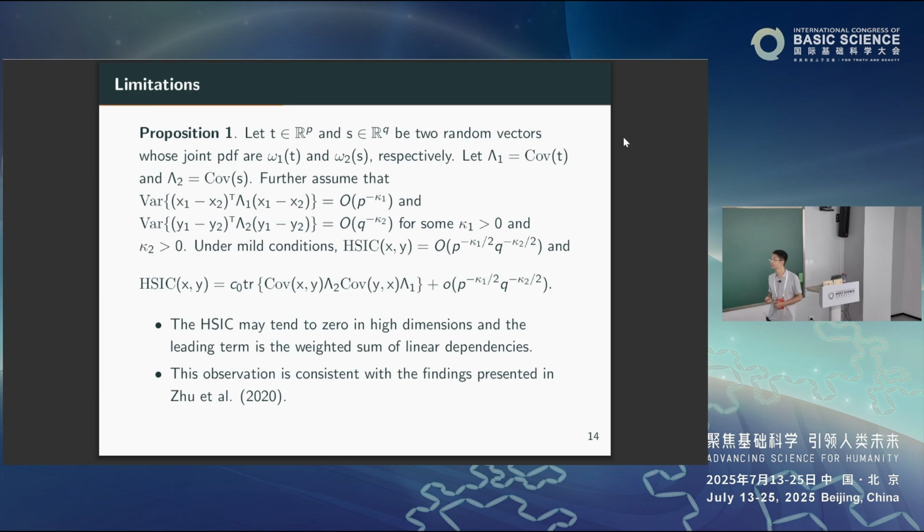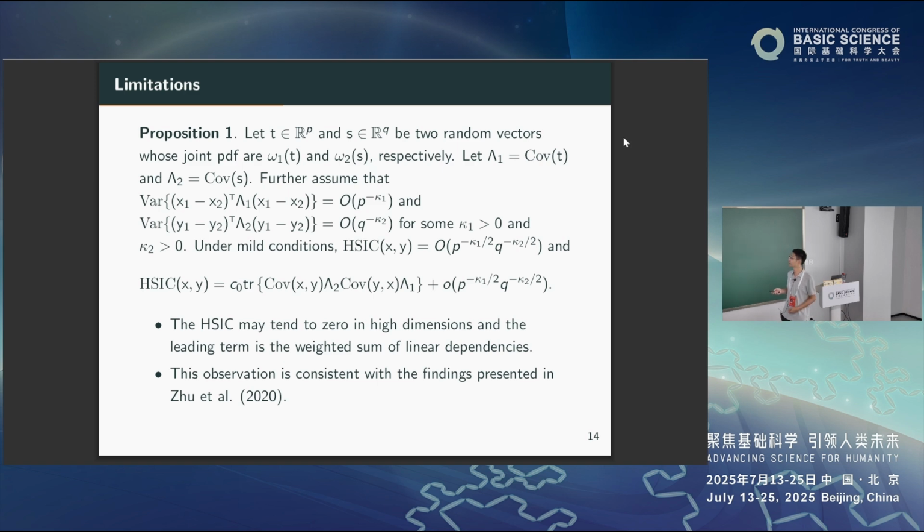We can also show that if the dimension is very high, with Taylor's expansion we can derive that the HSIC will tend to 0, and the leading term is expressed as this. Essentially, this term characterizes the weighted sum of linear dependence. So this is consistent with the earlier finding by Zhang 2020: the HSIC will tend to 0 and can only capture linear dependence.